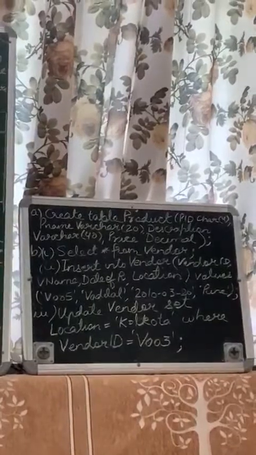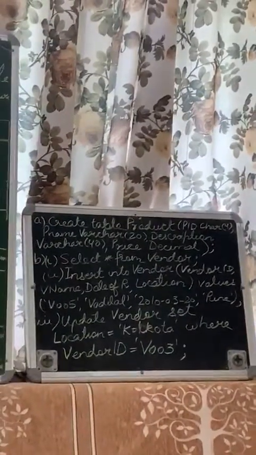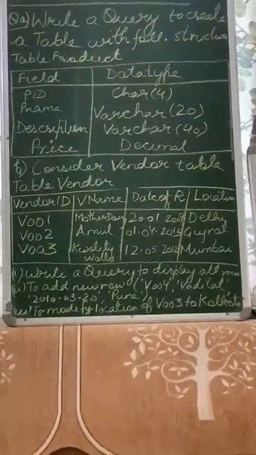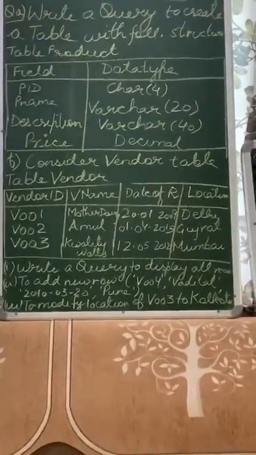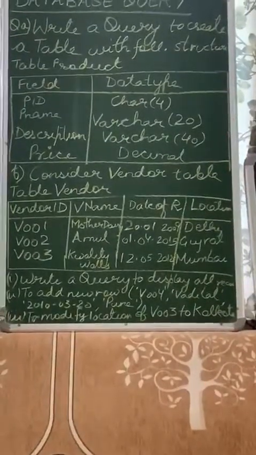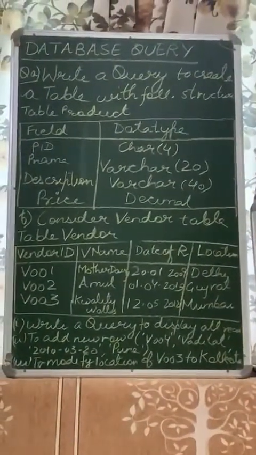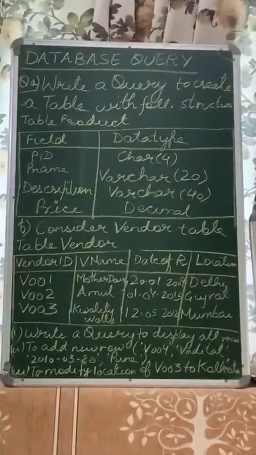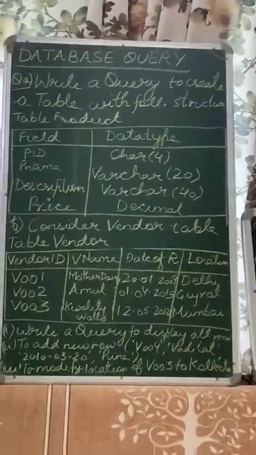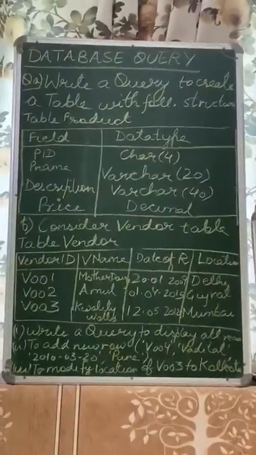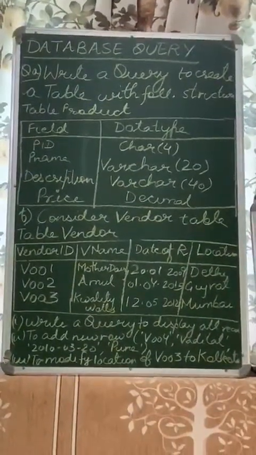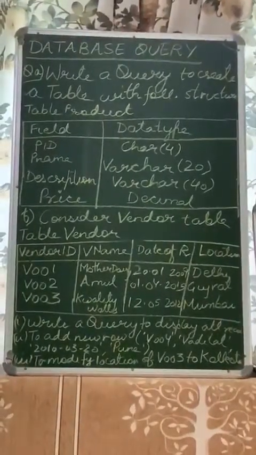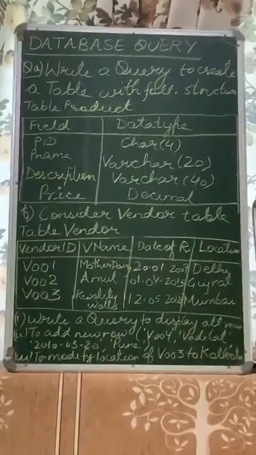So what will be the answer of the query? You will be able to see all the details, all the records of this table similar to this table given here. Then the next question says to add a new row. In the brackets the value of that new row is given: V004, that is in quotes, because vendor ID here is not just numbers, it is not an integer, it is a varchar, a combination of numbers and alphabets.